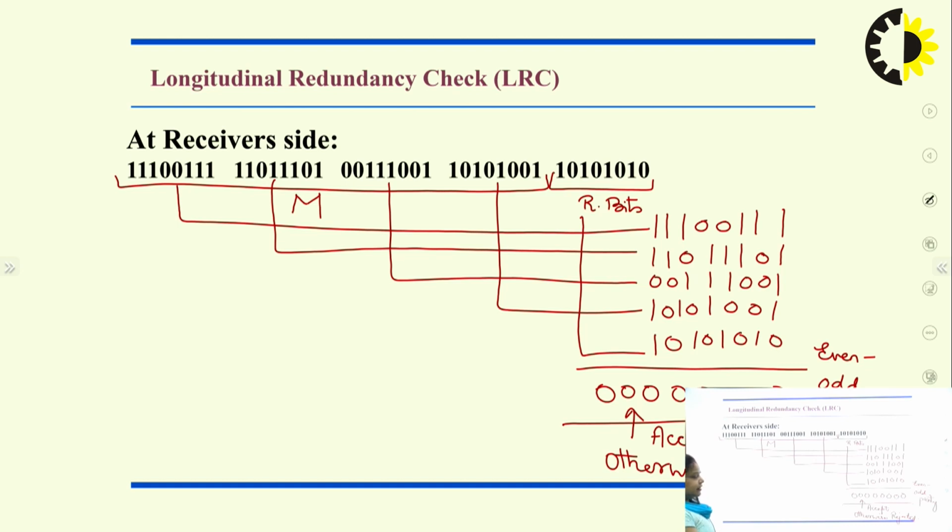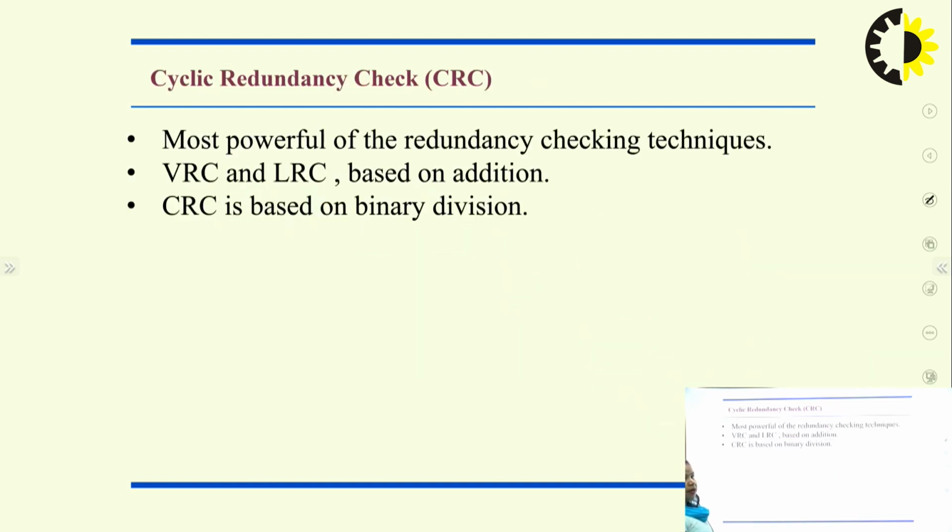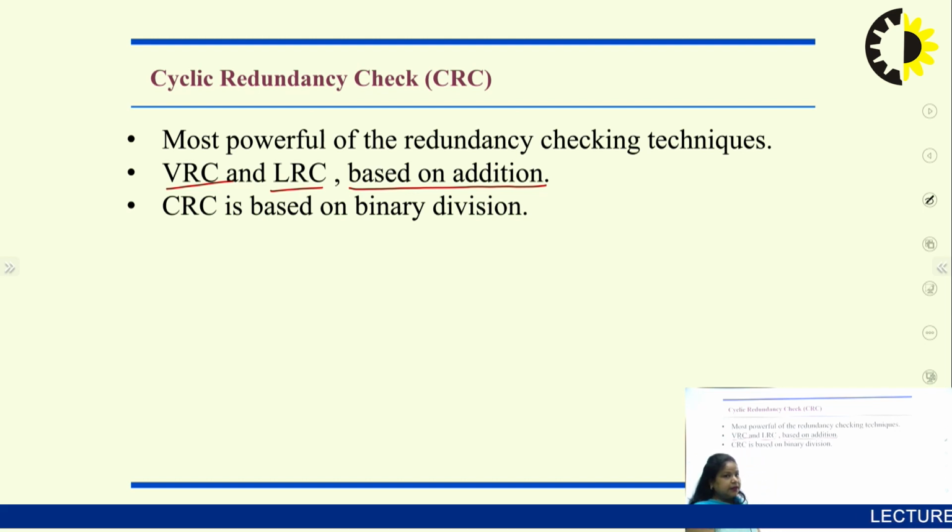When I'm talking about these two methods, both are techniques based on the addition method, right? So you can see VRC and LRC are both based on this basic method, which is called addition, right? But now we are not dependent on the simple addition method in which we only check even and odd parities. So we are going to talk about the most powerful redundancy checking technique, that is called CRC. That stands for cyclic redundancy check.